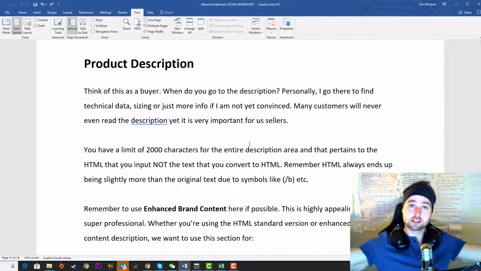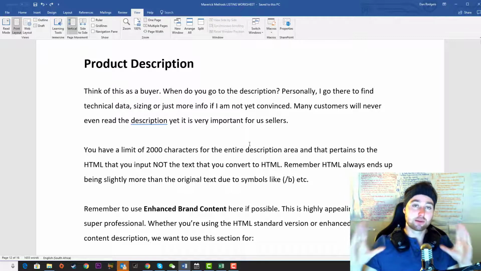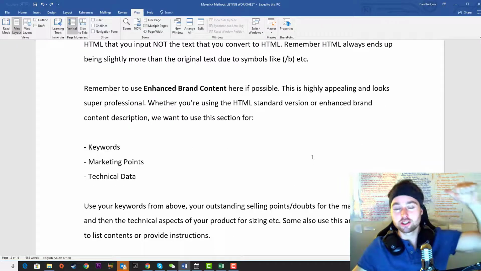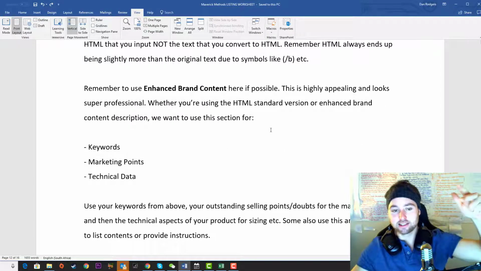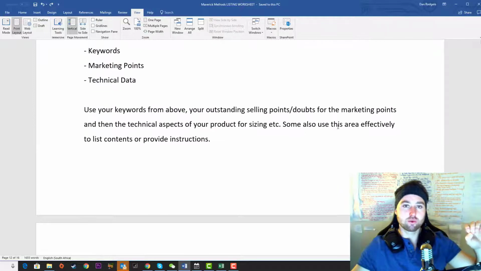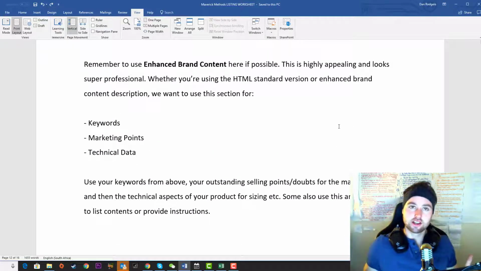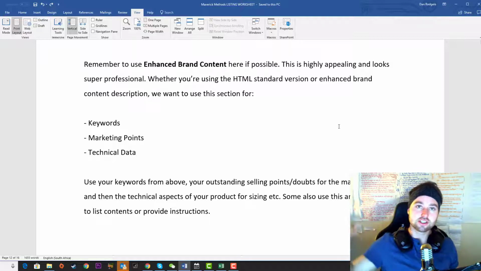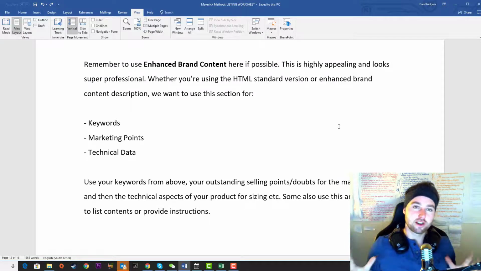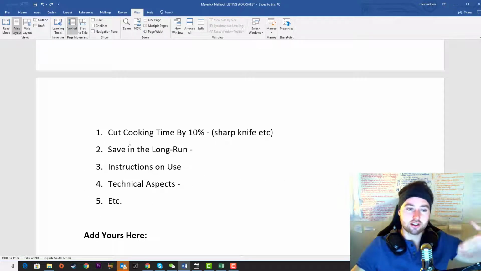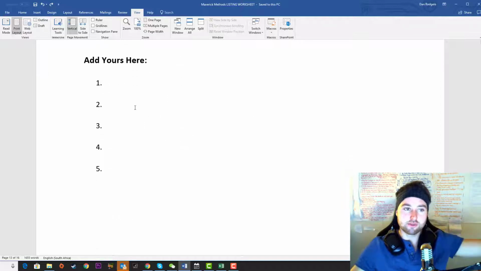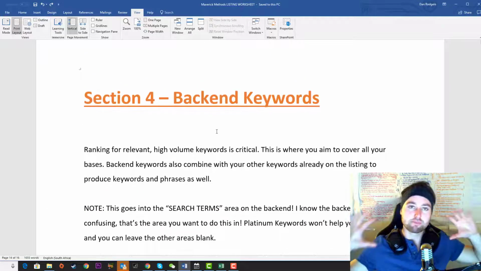If at this point you're brand registered, always use brand registry for this section. I'm sure you guys have seen enhanced brand content, and that's going to look awesome on your listing, come across very, very professional. So here we're going to include our keywords, marketing points, and technical data. And some other things that work very, very well here are also content lists. So maybe your product lends itself to this and you need to list all the contents, or maybe you need instructions and guides. This can also be a very, very good place, a very effective way of communicating such data. So here's just our start of our examples of what we would put here, and then there's space for you here as well. Section 4 is back-end keywords.